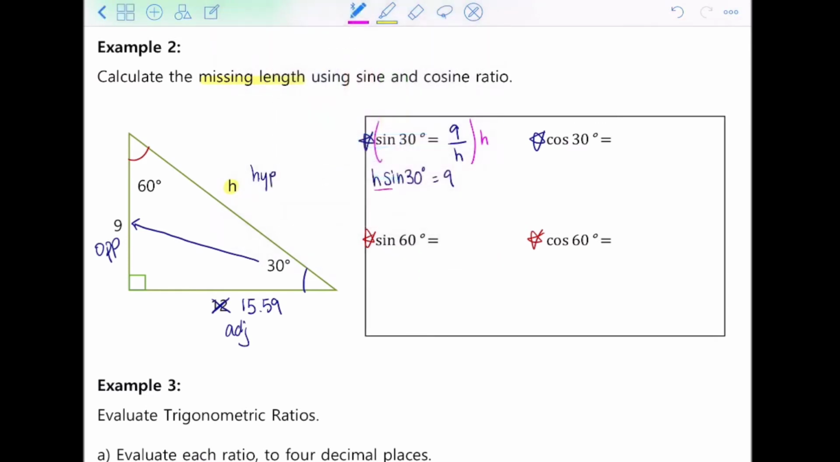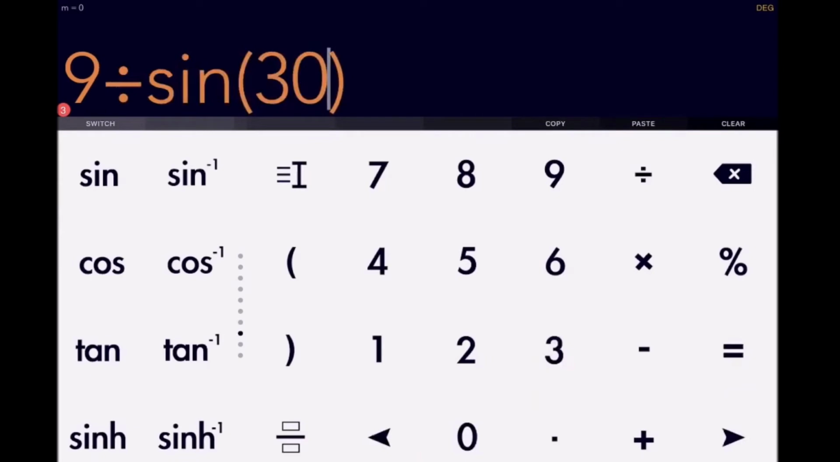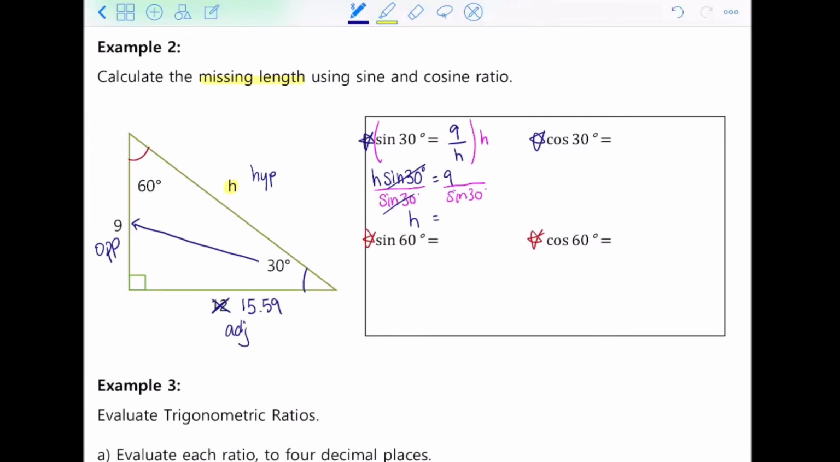Then you will divide both sides by sine of 30 degrees to isolate h. So this cancels out. h equals 9 over sine of 30. Using the calculator app I have on my iPad, I will try to calculate it. 9 divided by sine of 30 degrees equals 18. So h equals 18.